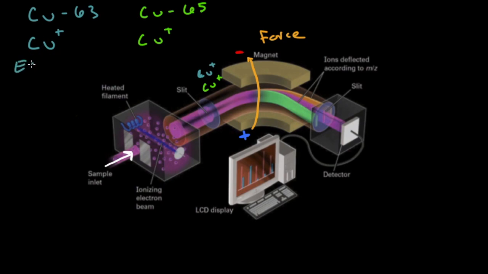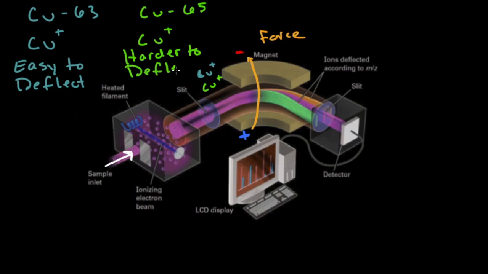So this one would be easy to deflect. And the heavier one would be harder to deflect. This one would be harder. So this is harder to deflect. And so what happens is they're going to deflect differently.